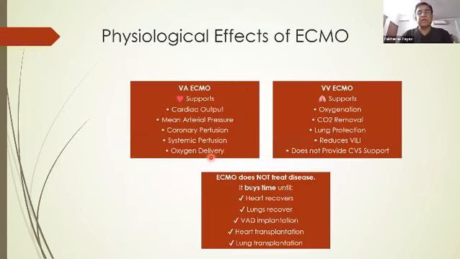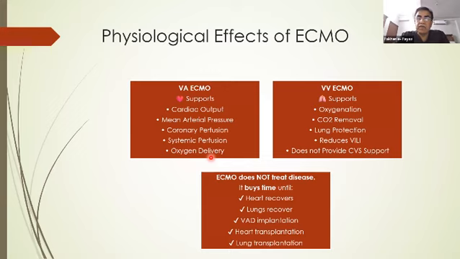So what are the physiological effects? As we know, there are 2 types, veno-arterial extracorporeal membrane oxygenation and veno-venous extracorporeal membrane oxygenation. The basic difference is that the veno-arterial will support mainly the heart, but the lungs as well as a complementary thing, and it will maintain the cardiac output, mean arterial pressure, coronary perfusion, systemic perfusion, and oxygen delivery.